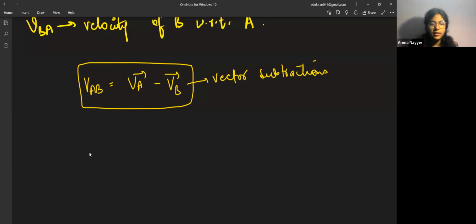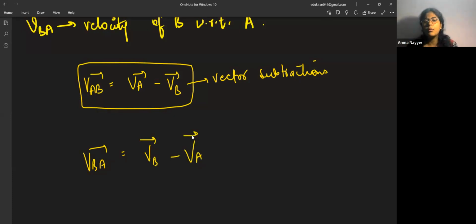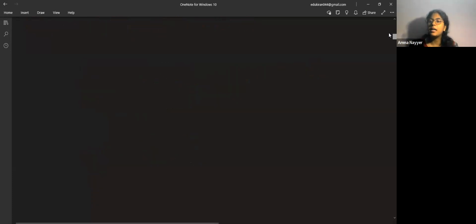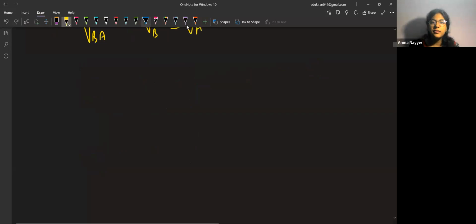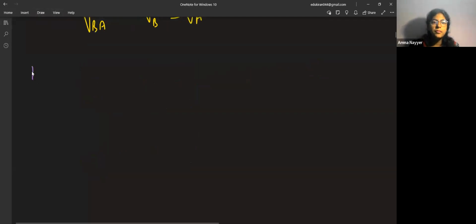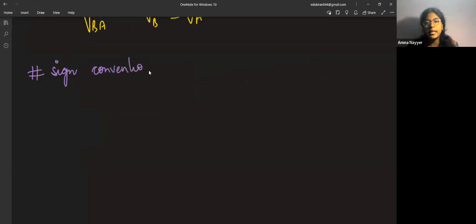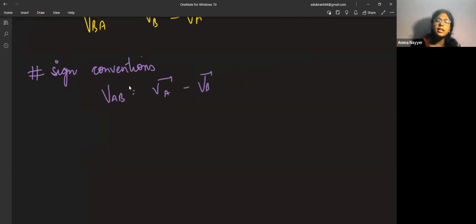Fine. Or if it is VBA, then this becomes VB minus VA. This is the formula which you have to remember. But one thing which you have to remember apart from this is that you have to apply sign conventions here. For example, if the formula is VAB, which is VA vector minus VB, velocities are vectors.